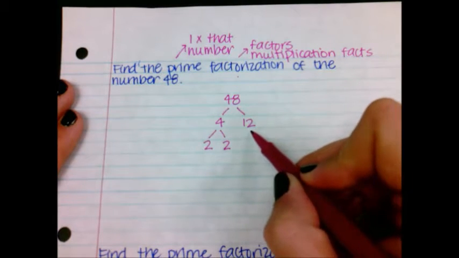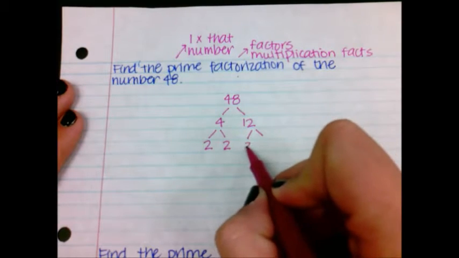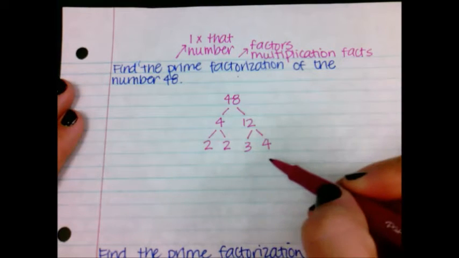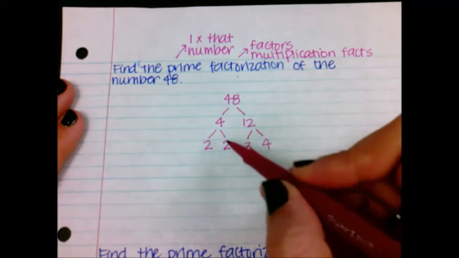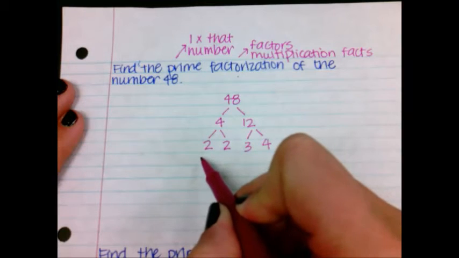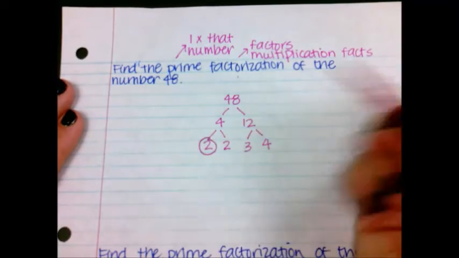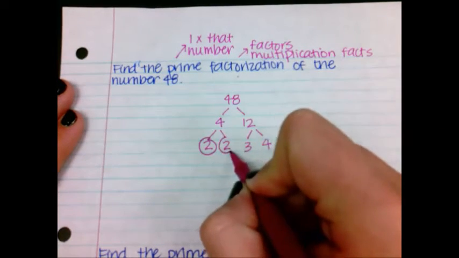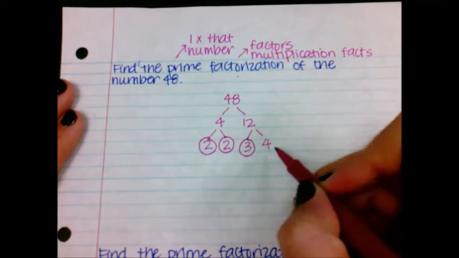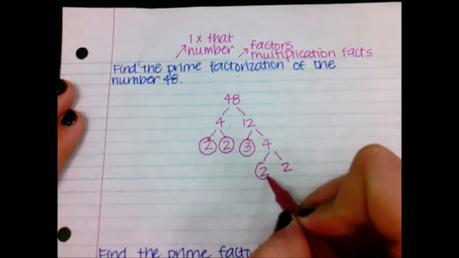Is there anything I can break 12 apart into other than 1 times 12? Well, yes, I could do 3 times 4. I'm going to start looking for prime numbers on my little factor tree here. So I cannot break 2 down any further without doing 1 times 2, which we're not allowed to do. So I circle that because it's prime. Again, I circled 2 because it's prime, and I circle 3 because it's prime. 4, however, is composite. I can break that down again to 2 times 2, both of which are prime.